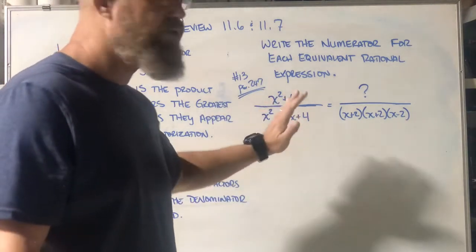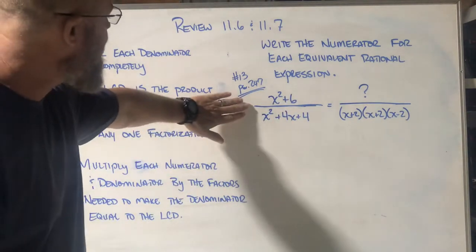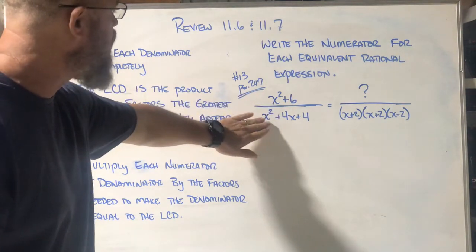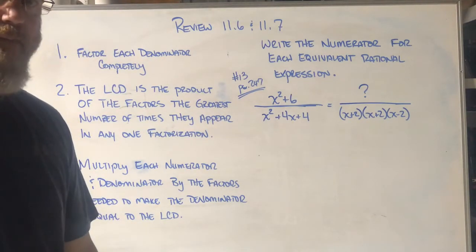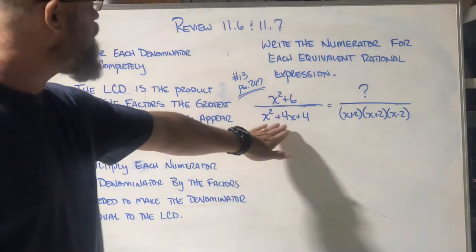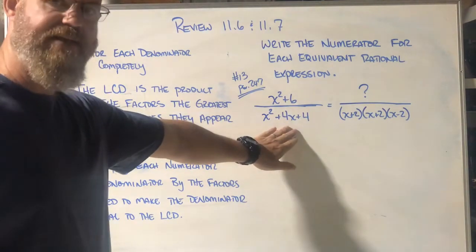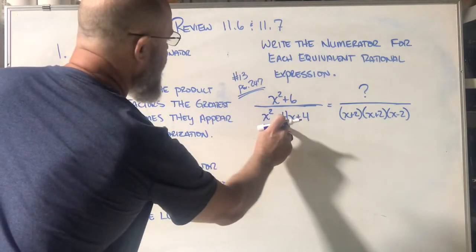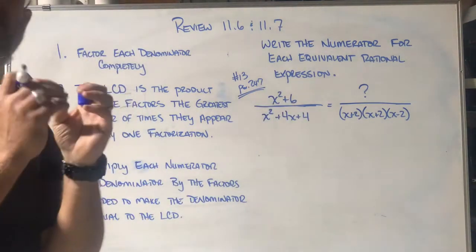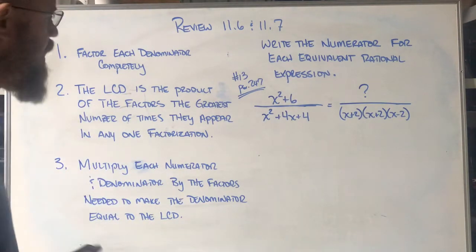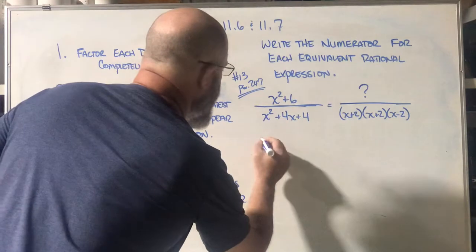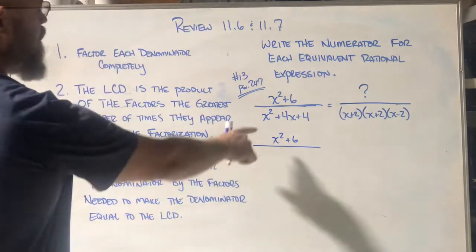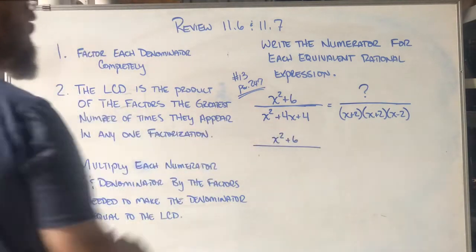So the way we're going to do this is, first of all, we look at this rational expression, x squared plus 6 over x squared plus 4x plus 4. The first thing we need to do is factor this denominator. So let's rewrite this rational expression with a completely factored denominator. This gives us x squared plus 6 over, and we need to completely factor this denominator.